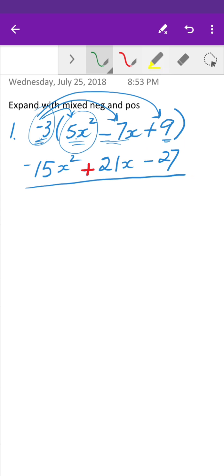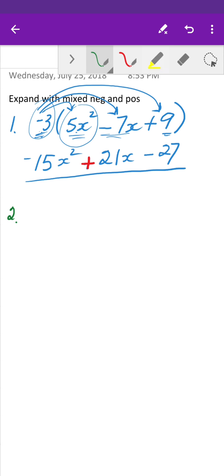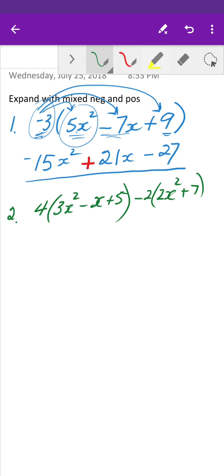Let's do another one, and let's make it a little bit more complicated. 4 times 3x squared minus x plus 5, minus 2 times 2x squared plus 7. Okay, that's all we've got space for. So 4 times 3x squared, 4 times negative x, and 4 times 5. So we've got these 3 to do. So let's do the first one.